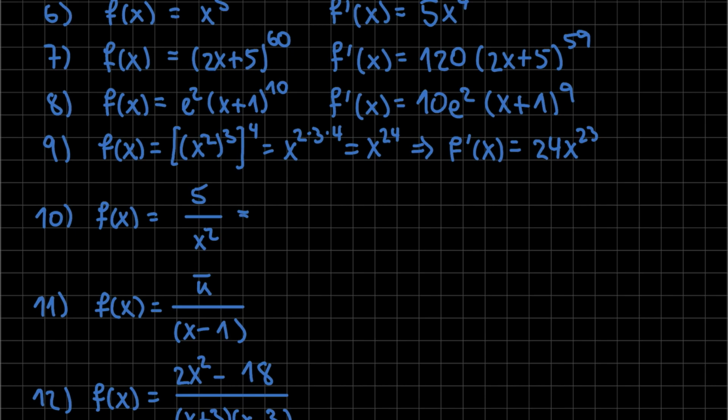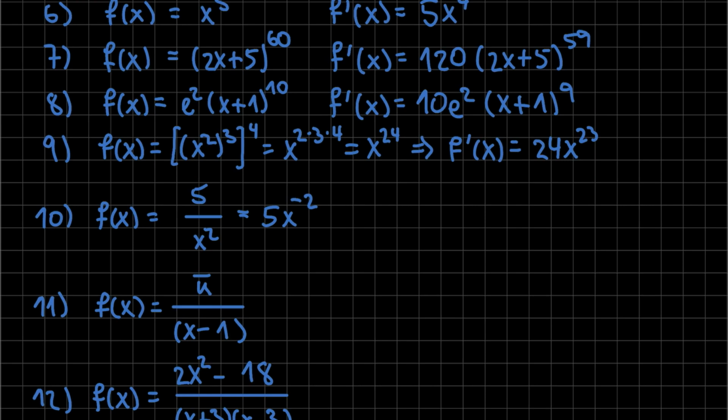So the power becomes the coefficient, and then the new power is 1 less. Okay. The next function is 5 over x squared. We can rewrite this as 5 times x to the power of -2 using exponent laws. If you're not familiar with some of these exponent laws, we might make a review of exponent laws soon. So yeah, if that video is up by the time you're watching this, feel free to check it out. But yeah, this step is correct.